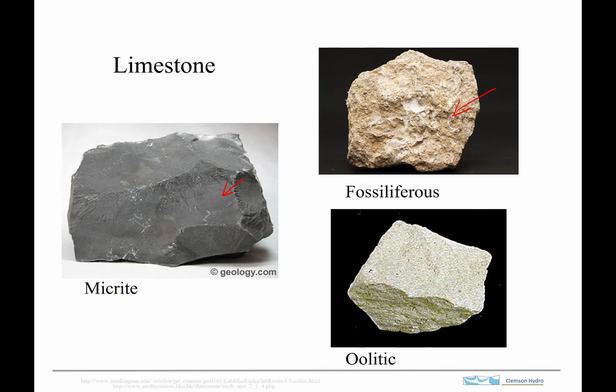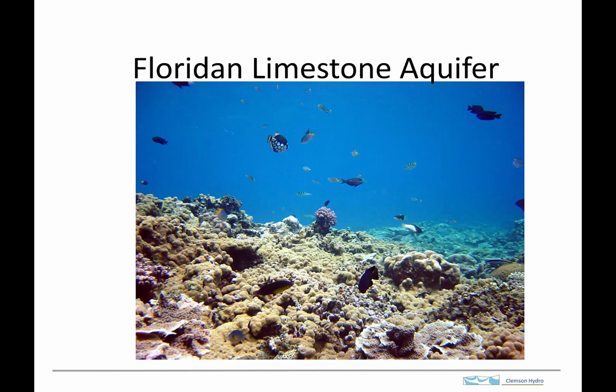Fossiliferous limestone has abundant fossils, and so the porosity and permeability of this material can be moderate to fairly high, depending on how much cement there is. And oolites are sand-grain-sized particles formed from limestone that are cemented to form an oolitic limestone. So those are materials from the Paleozoic.